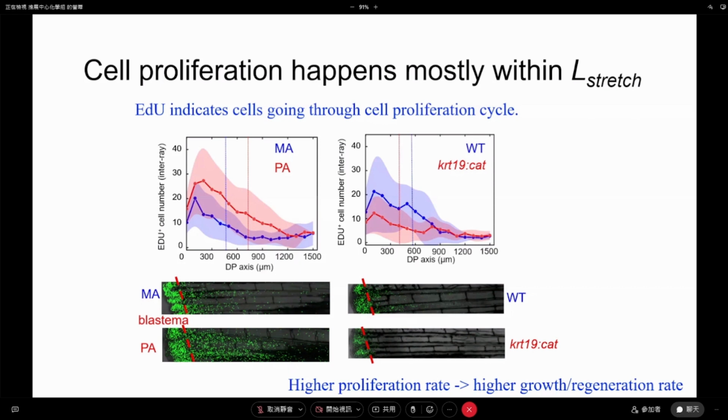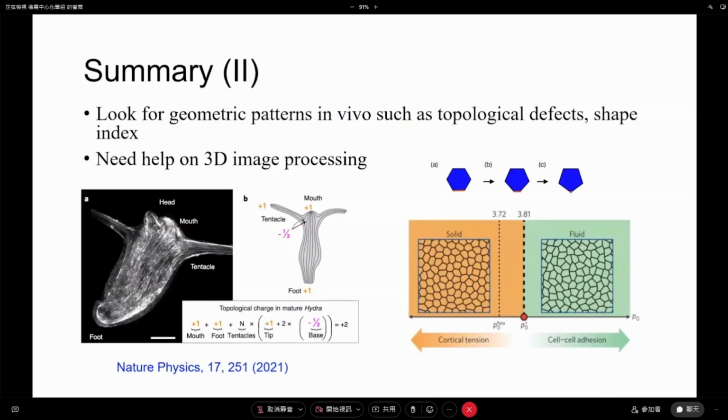Yeah, so I'm just generally very curious about the mechanical geometry of the cell. So I'm looking for geometrical patterns in vivo, such as topological defects, which have been shown to control Hydra's morphogen center. In my lab, I've also been looking at cell shape change from rigid to liquid. And I'll stop here and welcome more questions and collaboration.